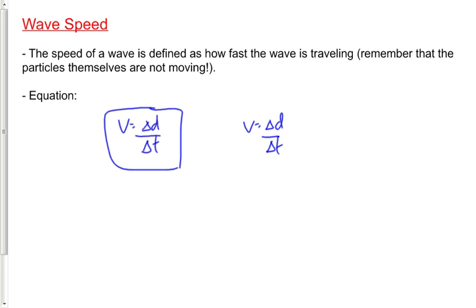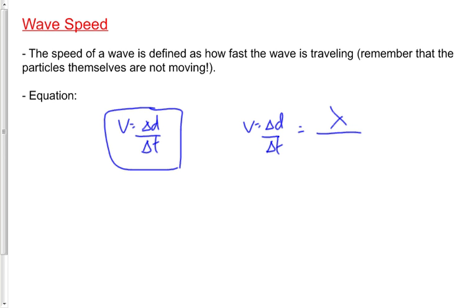What's the distance over which the wave repeats itself? What's that called? Yep, lambda, the wavelength. So let's say delta D here is lambda, the distance over which the wave repeats itself.